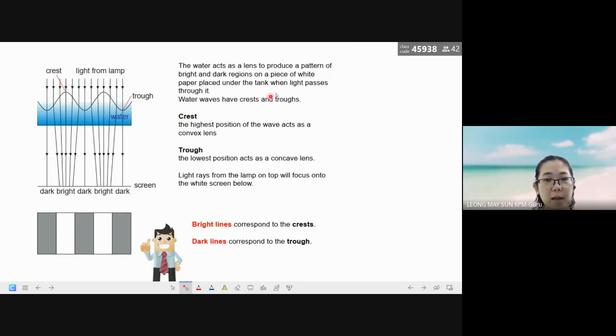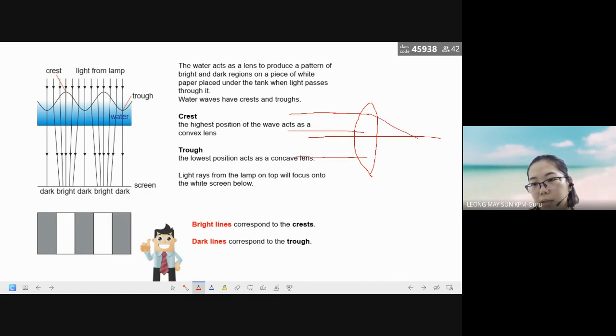When the water wave forms crests and troughs, the crest, the highest position of the wave, will act as a convex lens. You did learn about convex lens in Form 1 or Form 2, I've forgotten which year already. Convex lens means that if this is the straight line, it will bend outwards. When the light rays come into the convex lens, it focuses on a position. My ray diagram is upside down. So convex lens bends outwards and focuses at the focus point.